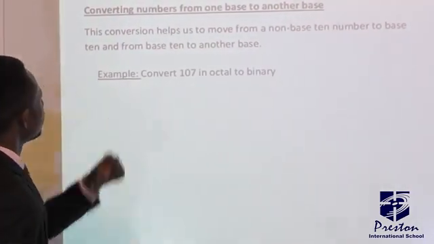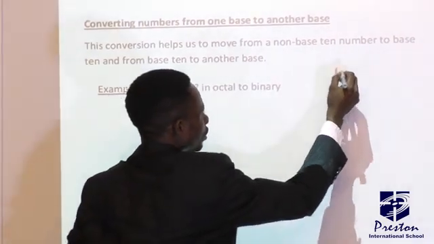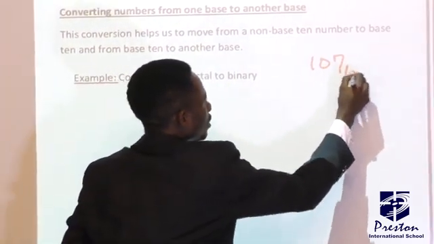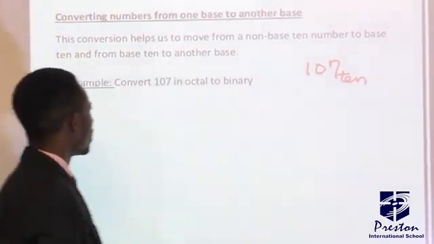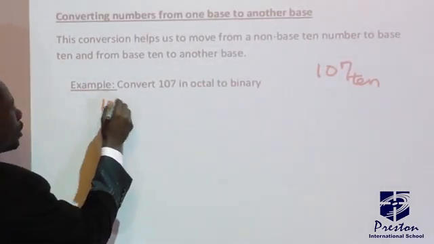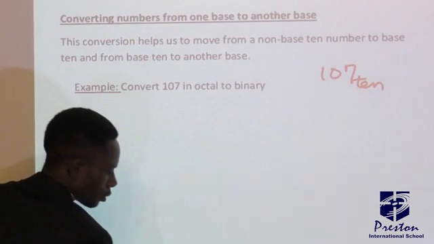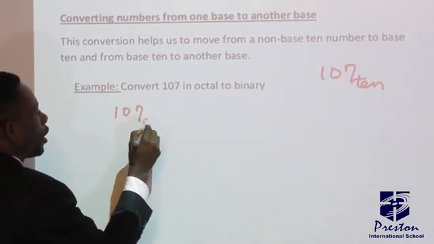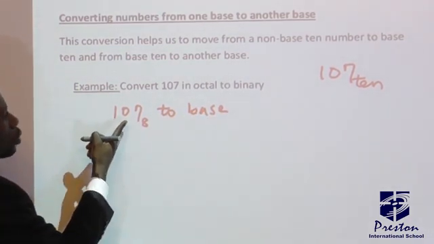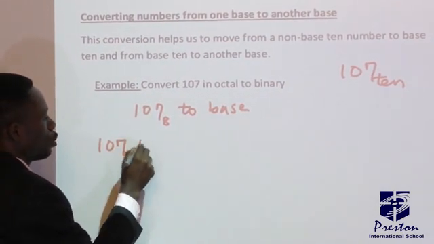Okay, in this, now we have an example saying convert 107 in octal to binary. Don't always assume it is base 10. Once it is not in base 10, you only assume it is 107 when it is written in base 10. But now we are working on octal, which is base 8, to binary, which is base 2. That means we have 107 base 8 to base 2. To have this done, we are going to have 107 converted to base 10 first, which is 107 base 8 to base 10.